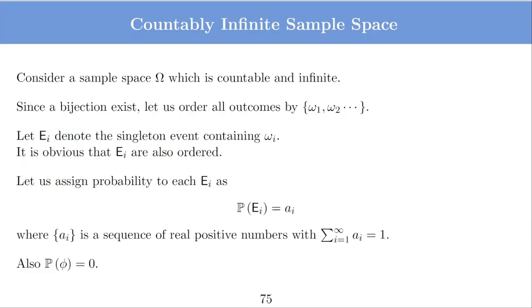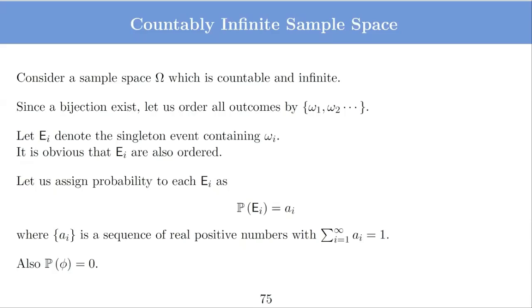So what will I assign? Let's assume there is a sequence of real positive numbers, the ai's, such that the summation is 1. There are multiple examples of such sequences. One example can be half, 1 by 4, 1 by 8, up to 1 upon 2 to the power i. This is a sequence which is infinite, it's made of real positive numbers, and it adds to 1. Okay, so we can just take this sequence or any sequence which adds to 1, and then the first element is assigned to E1, the second element's probability is assigned to E2, like this. And of course we will also assign the probability of the empty set equal to 0.